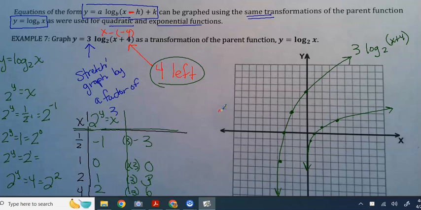Yes. Okay, so here my asymptote was the y-axis. But when everything shifted, it shifted 4 places over. My asymptote shifts 4 places over too. So 1, 2, 3, 4. This is my asymptote now. Okay, so we can identify that.